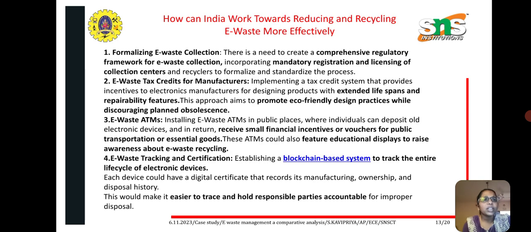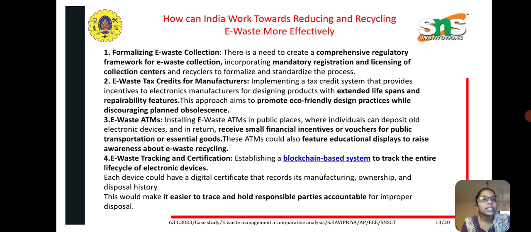And how can India work towards reducing and recycling e-waste more effectively? First thing is formalizing e-waste collection. For e-waste centers, there should be a mandatory rule: they should have mandatory registration and licensing for collecting and recycling e-waste. Second one, e-waste tax credits for manufacturers. Implementing a tax credit system that provides incentives to electronic manufacturers for designing products with extended lifespan and repairability features. This approach aims to promote eco-friendly design.